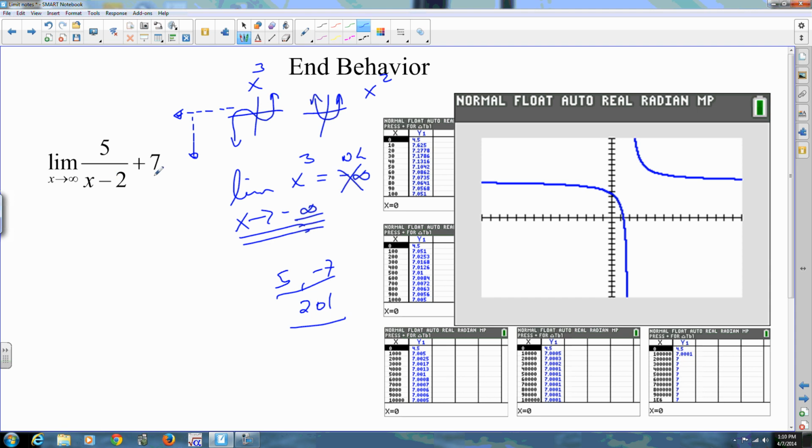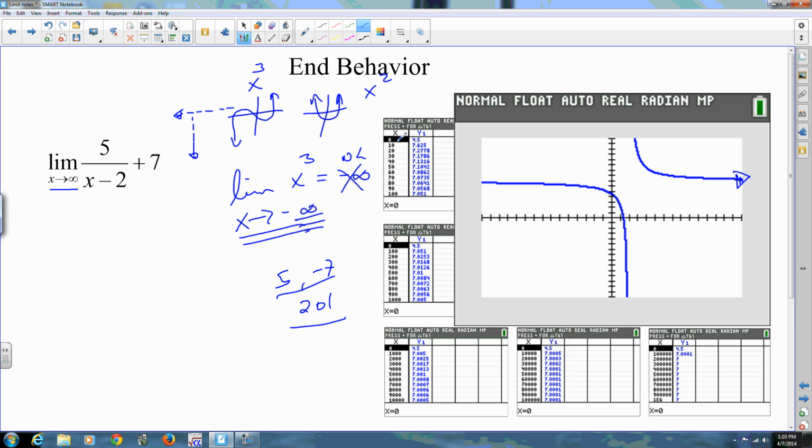So let's try this one. I'm just trying to introduce the idea of end behavior. As you go really far right, is what that says. The limit as x goes to infinity. What is the graph doing? So as you go really far right, I'm hoping that you're starting to see that this graph is leveling out.